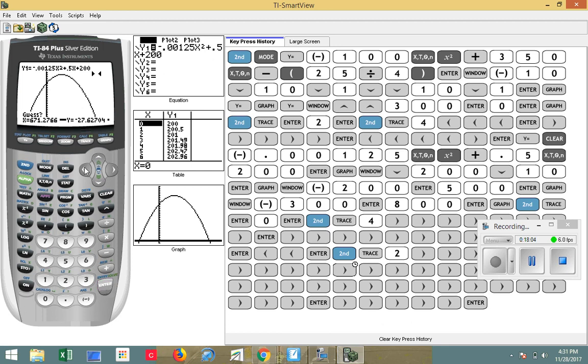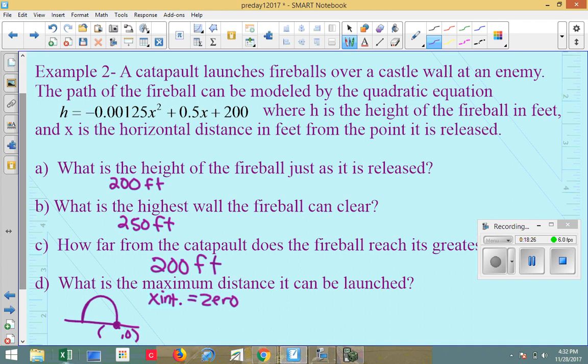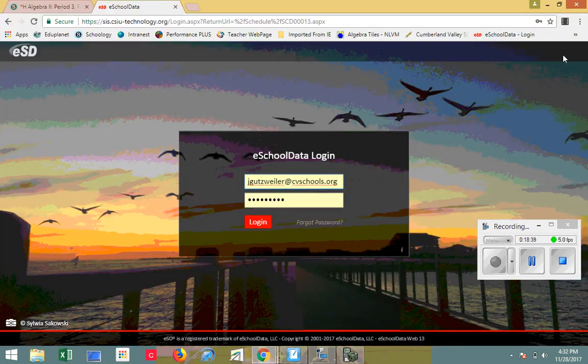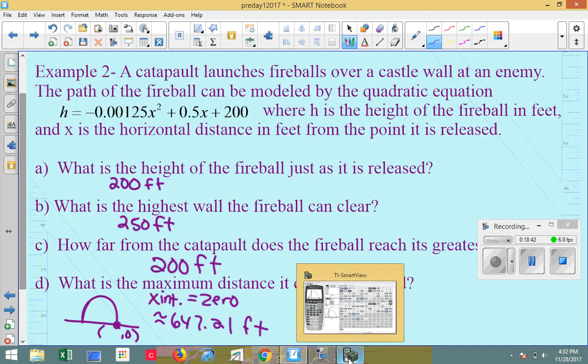So enter. Now I'm going to use my left arrow to bring it back up so that it's on, or really close to being on. There we go. The x-axis, and now enter. And it's telling me 647.21 is the x-intercept. So back to my question. 647.21 approximately feet is the maximum distance that it can be launched. So that's my answer for D.